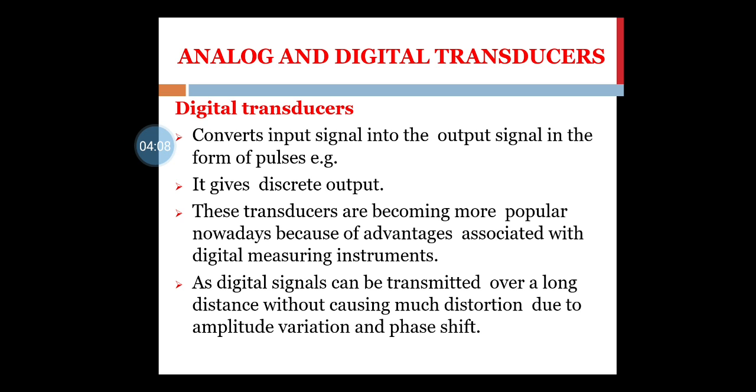Now digital transducers are transducers which convert the non-electrical signal, that is the physical quantity, into an output signal in digital form. We have already studied analog and digital signals. A digital signal has a constant higher value for a certain amount of time, and then a constant lower value for a certain amount of time. That is the digital signal, 1 and 0. So it gives a discrete output.